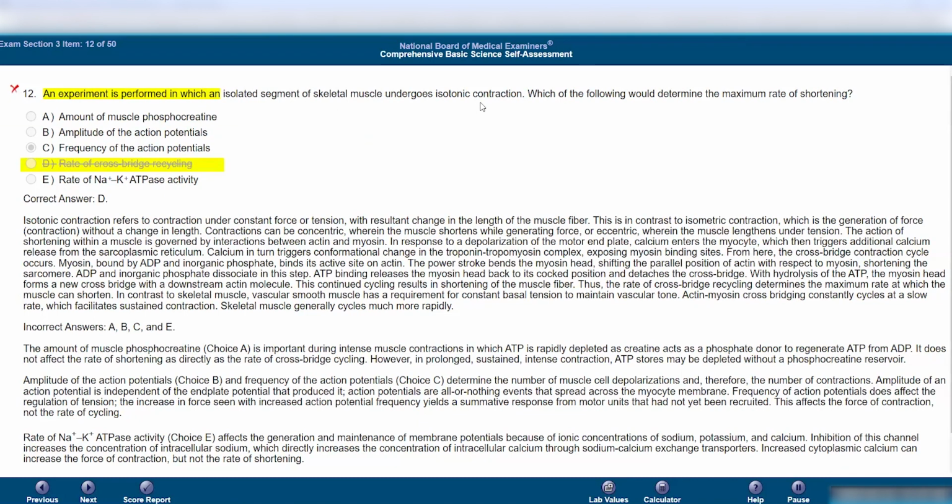Just also understand what isometric contraction is, right? You're staying in one spot and you're flexing pretty much, right? Yeah.